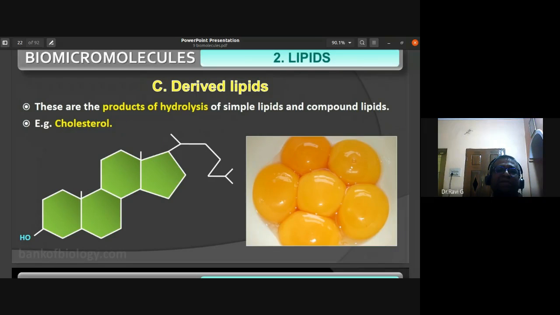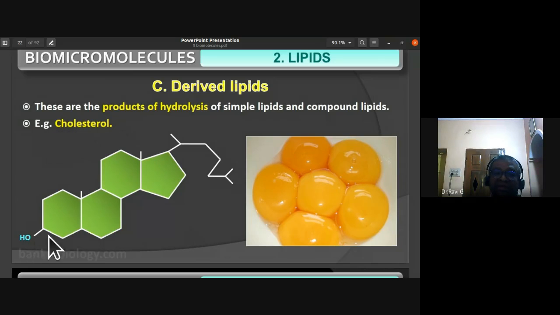The derived lipids are the products of hydrolysis of simple lipids and compound lipids. If either the simple lipids or compound lipids are hydrolyzed, they form the derived lipids. Example, cholesterol. So there is hydrolysis, meaning loss of water takes place. An example for derived lipids is cholesterol, which is found in the yolk of egg.